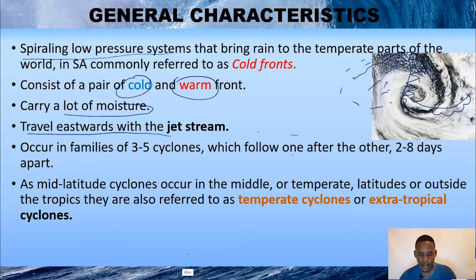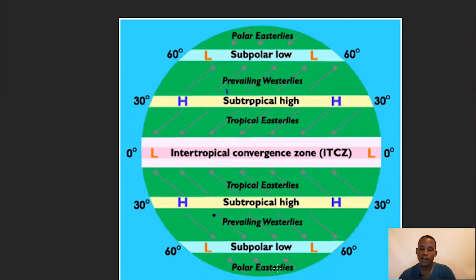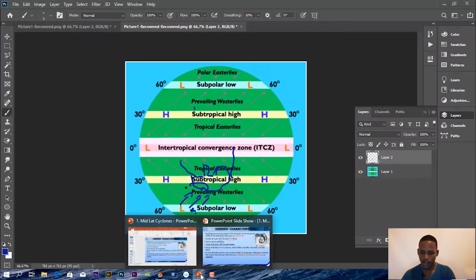Let me explain by looking at this image of the global pressure system. We said these cyclones form at the 60-degree latitude. After they form, they're going to move in an eastward direction, where they're going to dissipate when they reach the land of South Africa. If this is our South Africa here, it's a terrible drawing, by the way. When they reach the South African land, which is the Western Cape, they're going to dissipate. Right, so let's move on.